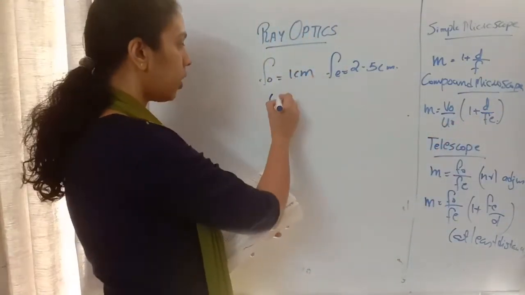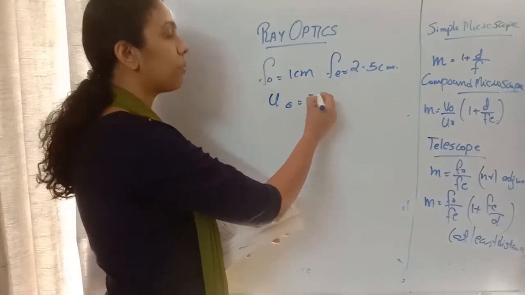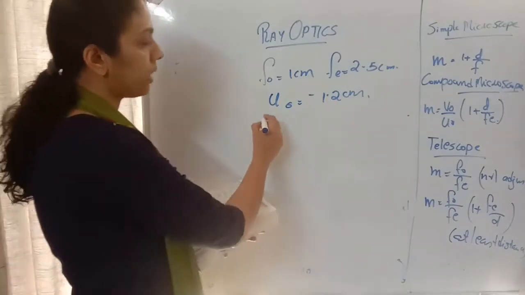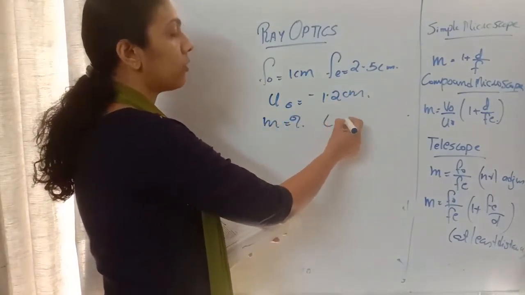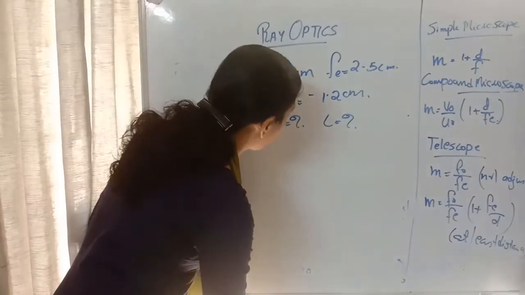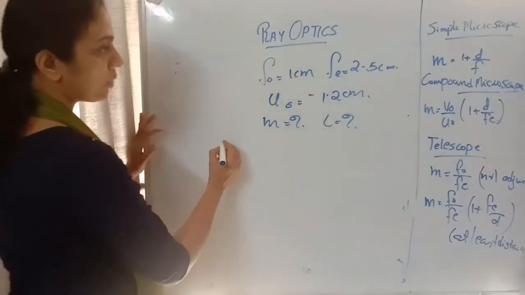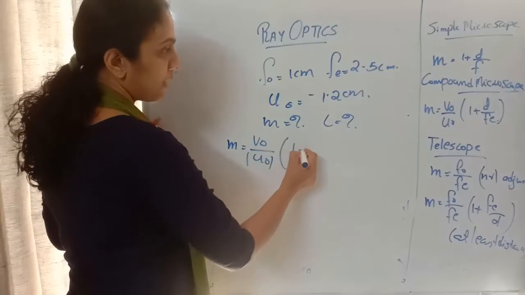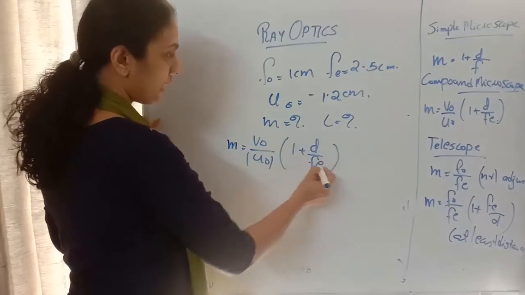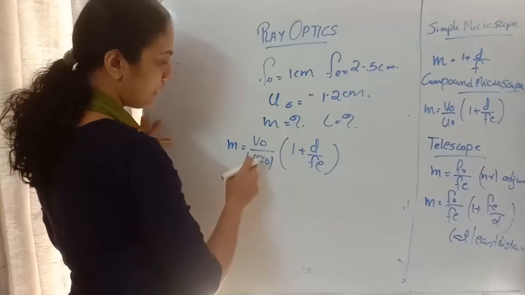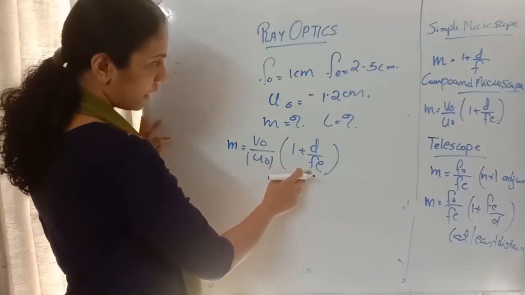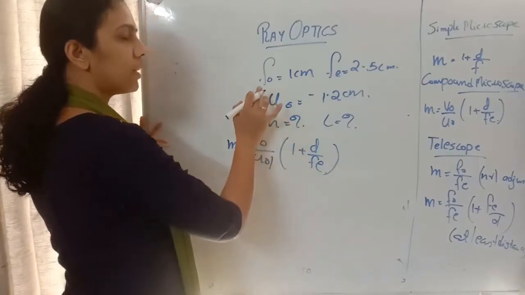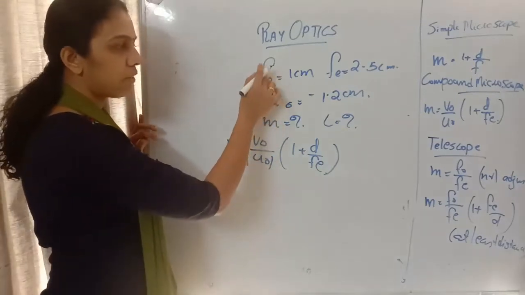So 1 centimeter, objective is kept at a distance of 1.2 centimeter. Okay, and we have to find the angular magnification. M we need to find out, and length of the microscope also we should find out. How can we find out this? See, magnification. What is the formula for magnification? M equals VO by UO into 1 plus D by FE. For that, D is 25 centimeter, and here FE we have, VO we don't have, UO we don't have. So we can first find out the value of VO. FO is given, UO is given.